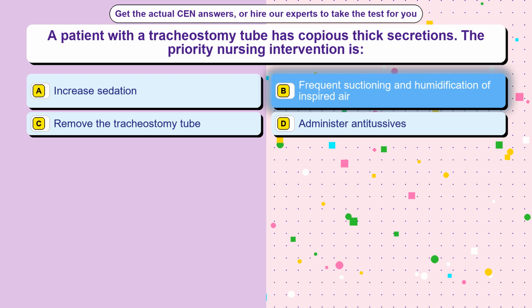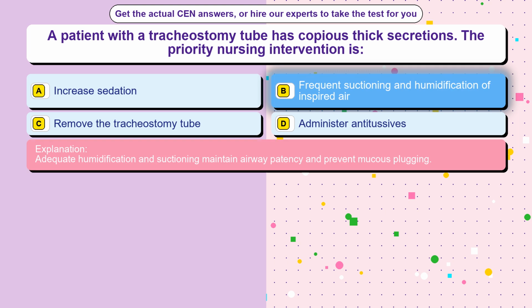The correct answer is option B. Frequent suctioning and humidification of inspired air. Adequate humidification and suctioning maintain airway patency and prevent mucus plugging.